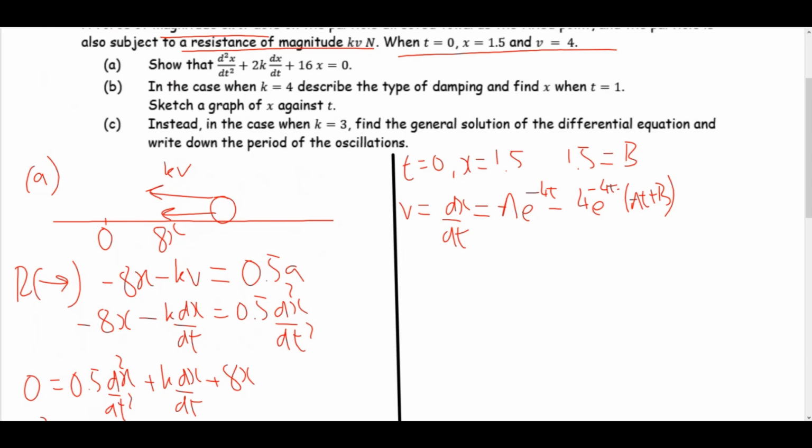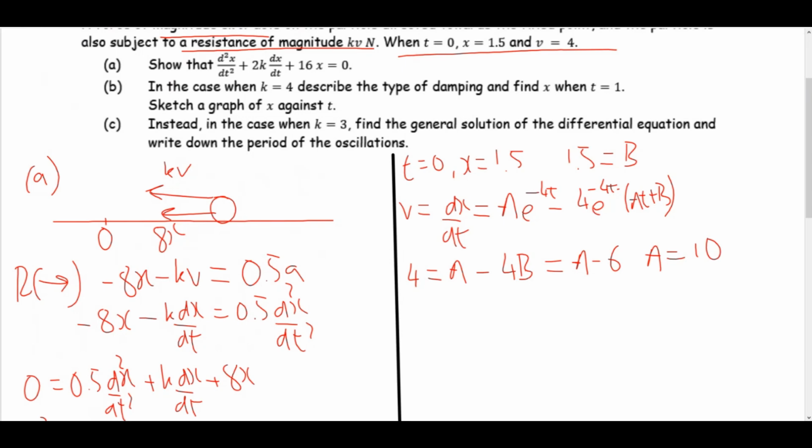So if you substitute into that when t is 0, v is 4, you will get 4 is the velocity. A e to the minus 4t is just a e to the 0, which is a times 1, which is a. Minus 4 times 1 times b. But that is the same as a take away 6. So if you rearrange that, you will get that a is equal to 10.